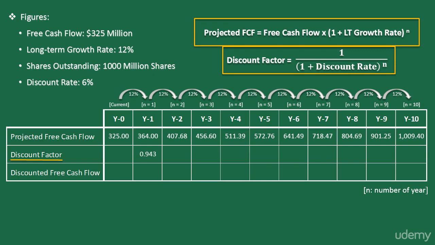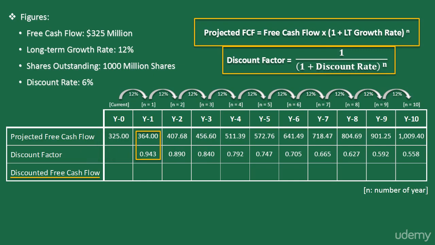We just need to replace n by 2 for calculating the discount factor of the second year, and replace n by 3 for calculating the discount factor of the third year, and so on. After having the projected free cash flow and the discount factor, we'll calculate the discounted free cash flow of the business by multiplying the projected free cash flow and the discount factor together.